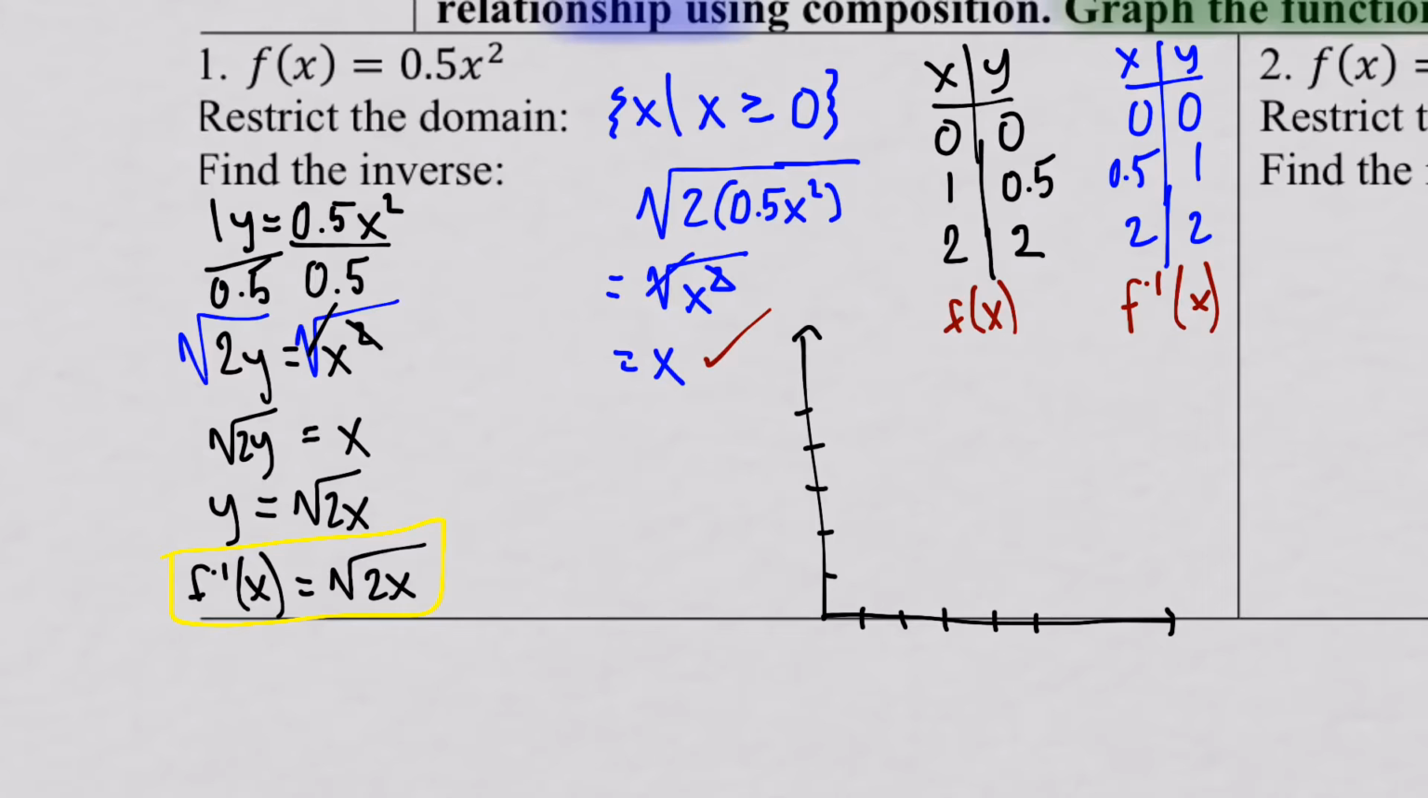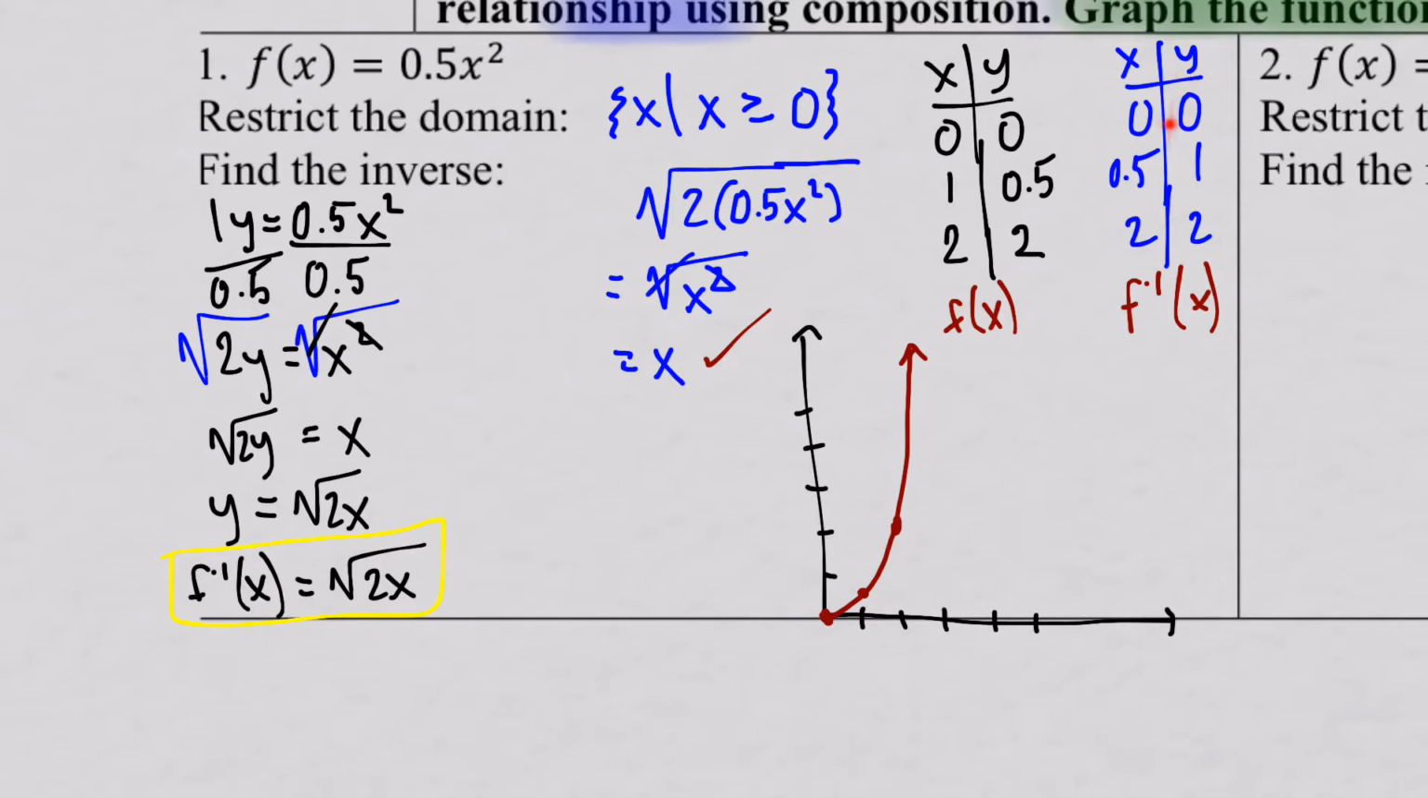Let's graph the original first, right? The pre-image. 0, 0. I'm going to graph it in red. 0, 0. 1, 0.5 is right about here. And 2, 2. There you go. If you connect these dots, it looks like that. And only like that. We are not going to draw the left side. Remember, we restricted the domain.